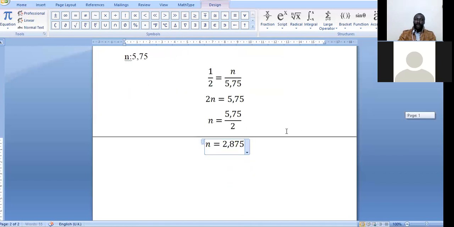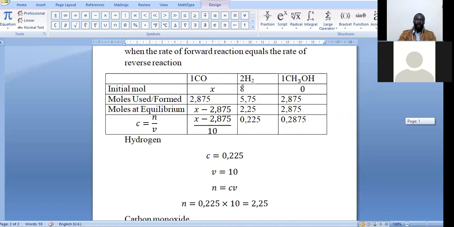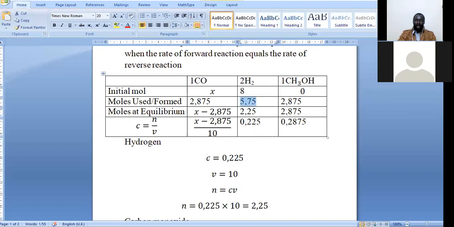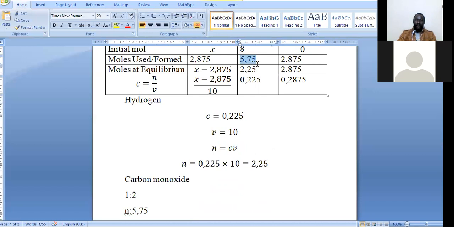So this is how we got the number of moles of carbon monoxide used. Now you might wonder why we have put 5,75 instead of the other value, this one here. Why have we put 5,75 instead of this?